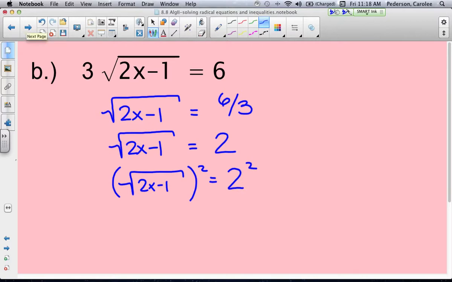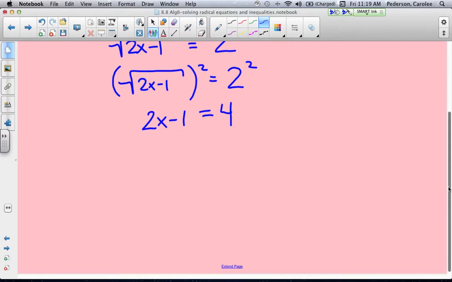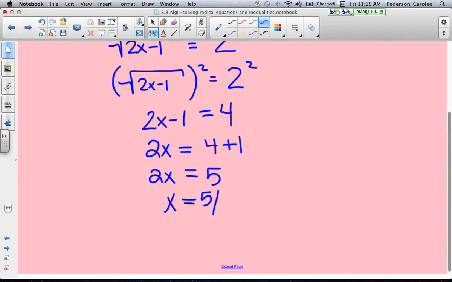So square root and a squared, we get 2x minus 1. And then on the right side, 2 times 2 is 4. The next thing is to undo the minus 1. So we're going to add 1 to both sides. And the last step, divide by 2. 5 divided by 2 is 2.5.